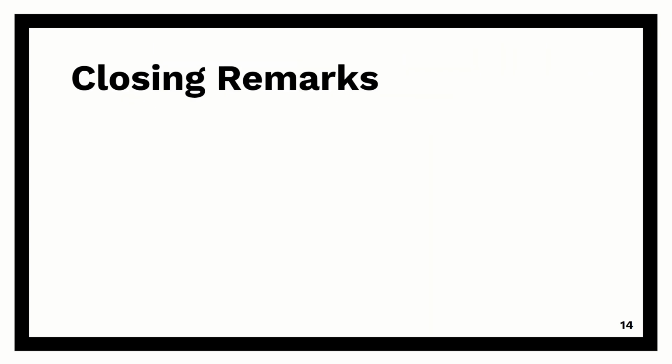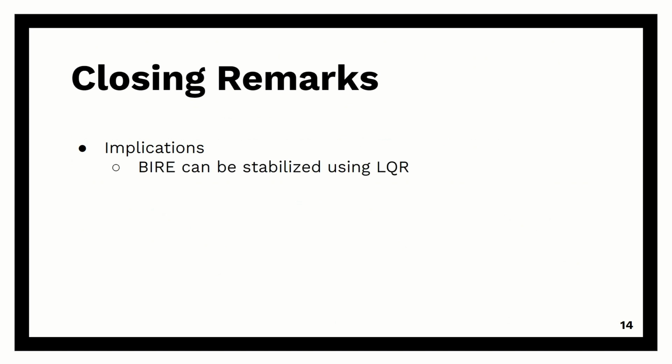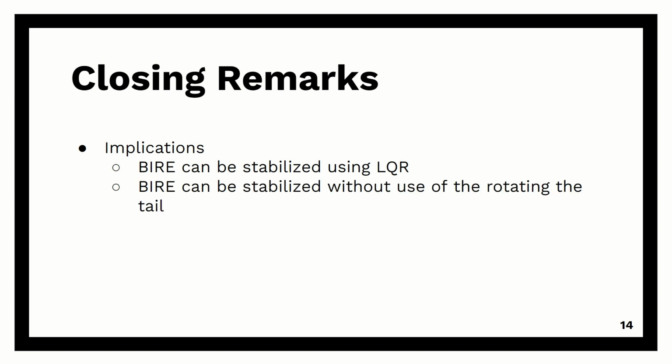So just a few closing remarks. There were a couple things we learned from this work. The first was that the vehicle can be stabilized using LQR at this trim condition, using the control design and assumptions that we've talked about. We also learned that the vehicle can be stabilized without use of the rotating tail, once again at this trim condition with this control design.